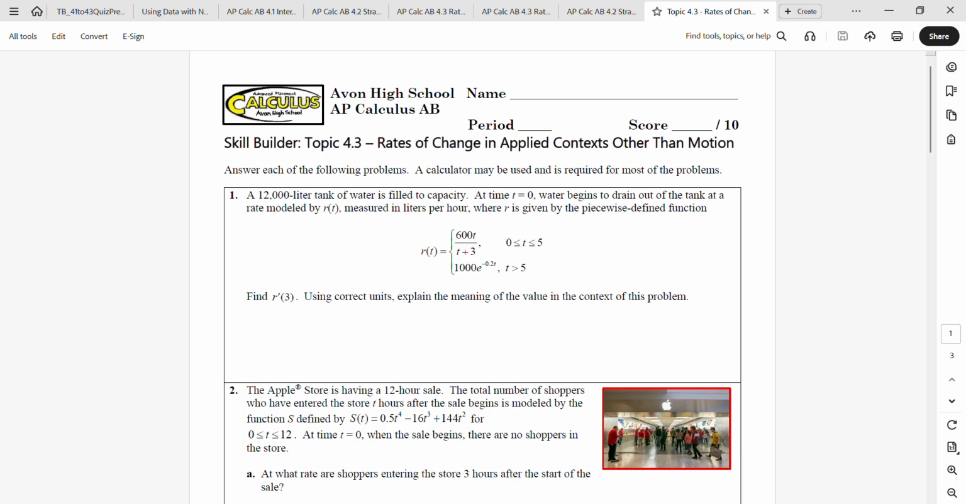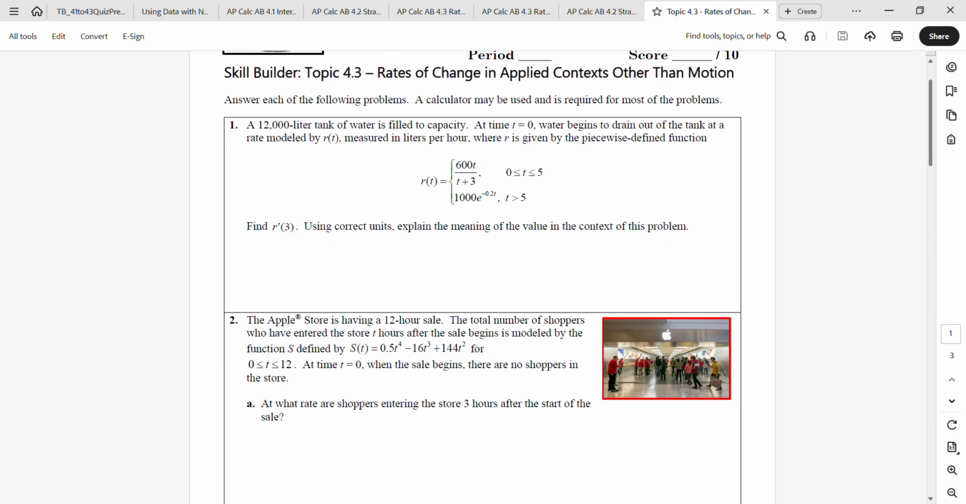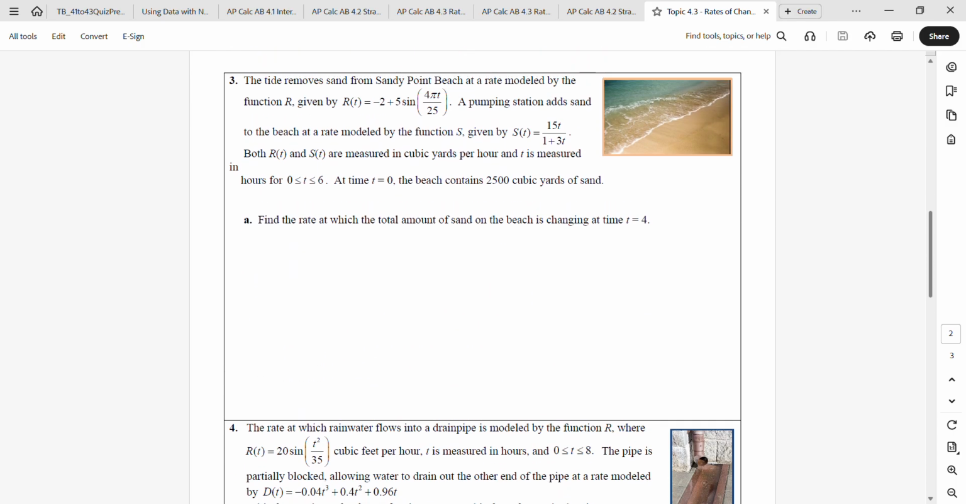All right. So you're thinking about 3 and 4? Okay. So 3 says the tide removes sand from Sandy Point Beach at a rate modeled by the function r. So that is removing sand. A pumping station adds sand to the beach at a rate modeled by the function s. Both r and s are measured in cubic yards per hour, and t is measured in hours from 0 to 6. At time t equals 0, the beach contains 2,500 cubic yards of sand. Find the rate at which the total amount of sand on the beach is changing at time t equals 4.